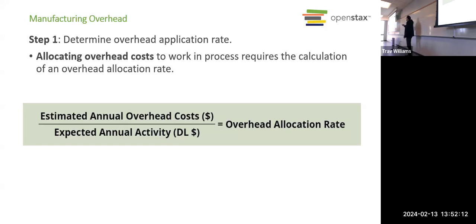So when a job is done, remember how with this job, we saw that there were 4 hours of labor, and it came out to $66 of labor costs? Once we have a rate, we would just multiply that rate by the labor cost for that job, and then we know how much overhead to apply. Okay. So you estimate the annual overhead, divide it by your estimated activity, that gives you a rate, multiply that rate by the actual activity.